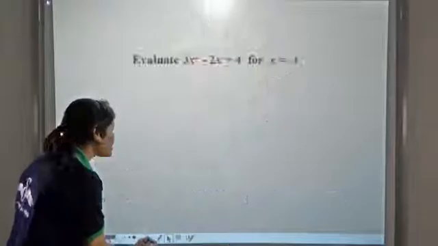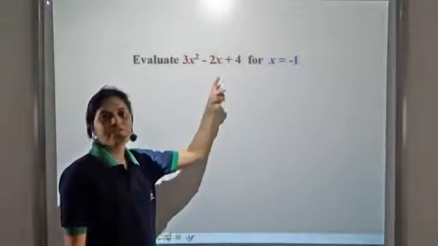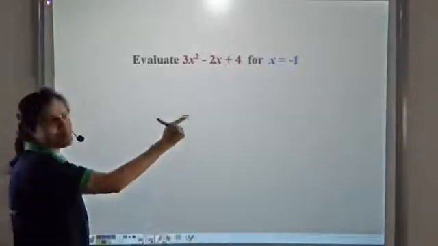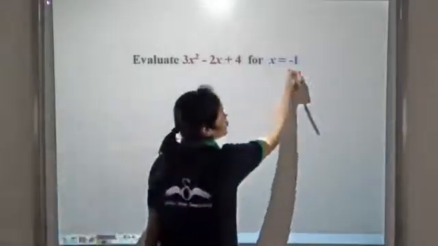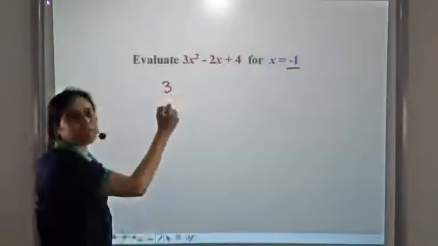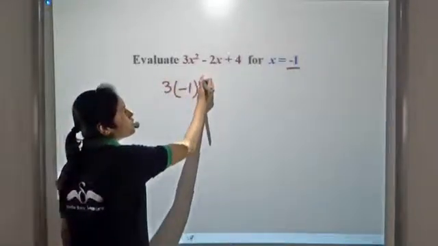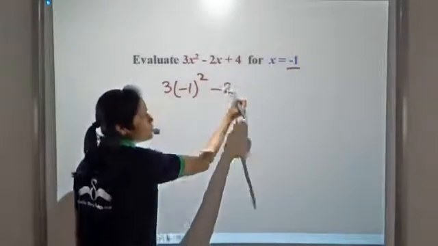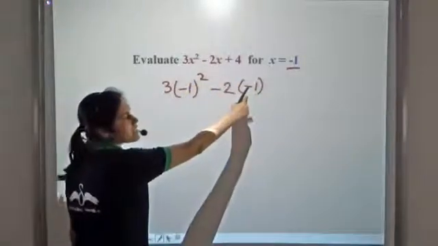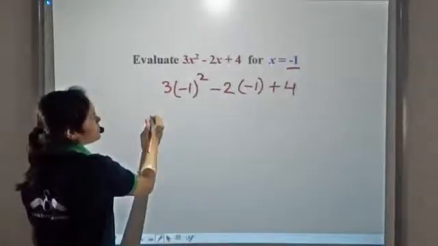So let us evaluate some more expressions. We need to evaluate this expression if the value of x is -1. So how do we do it? We simply substitute the value of x, which is -1 here, in place of x. So we have 3. Instead of x to the power 2, we have -1 to the power 2 minus 2 into -1. So in place of x, we write -1 plus 4. And now we simplify it.